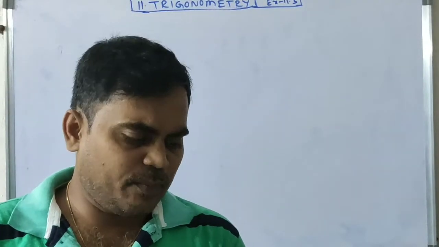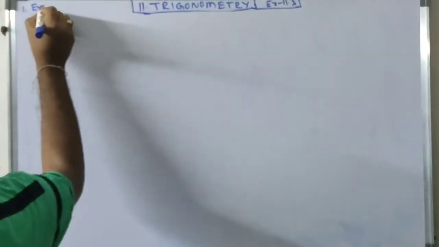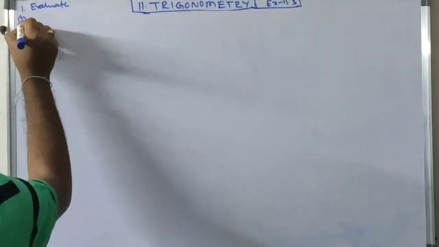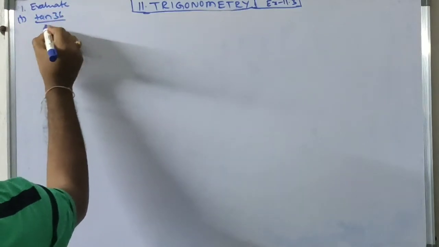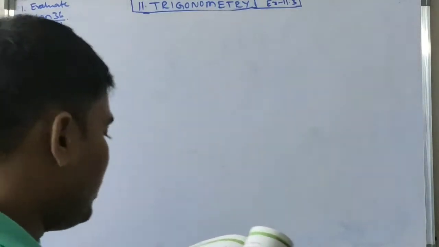Exercise 11.3, trigonometry, first question. Evaluate. First one: tan 36 by cot 54.